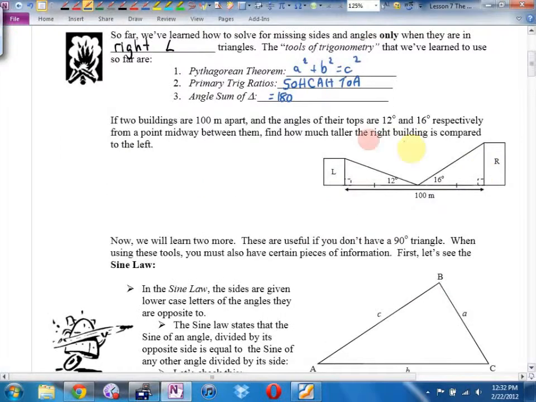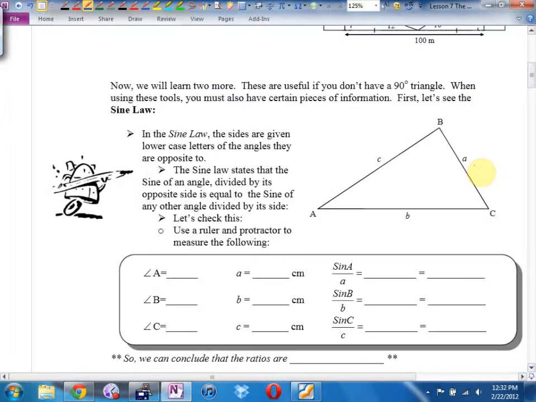It wanted us to do a review. Since we just went over the quiz, that was review enough. Instead, we're going to skip down here. Now we're going to learn 2 more rules. We use these when there is not a nice right angle, although they will also work with right angle triangles, but SOHCAHTOA and Pythagoras are shorter and less work. The first is the sine law.